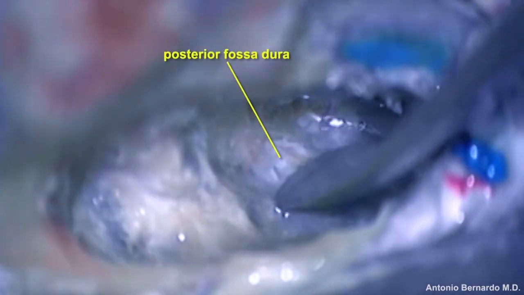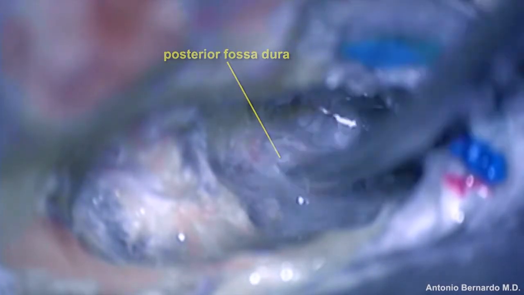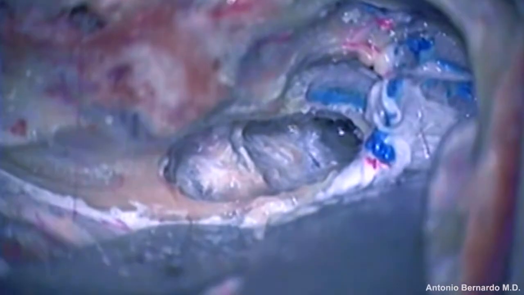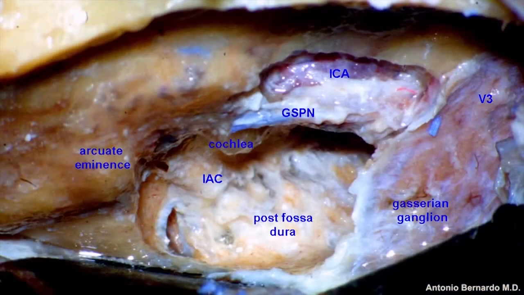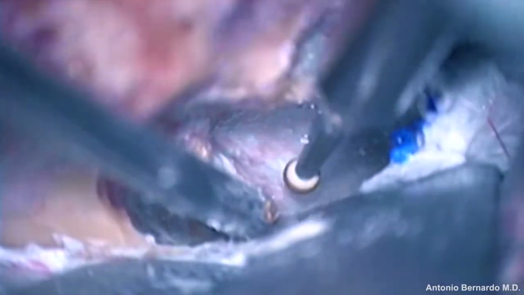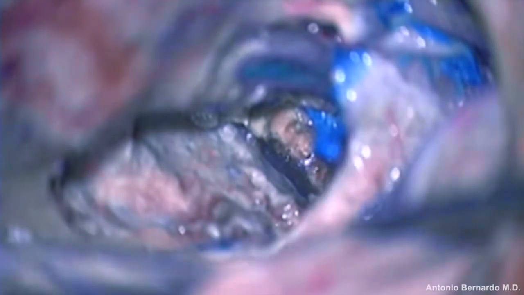The dura of the posterior fossa is uncovered. The canal is skeletonized circumferentially. The most important structures are visible. The cochlea is located in the vertex of the angle between the IAC and the GSPN. Finally, the spatula is released. The dura is completely freed all the way down to the clivus. The inferior petrosal sinus is visible.